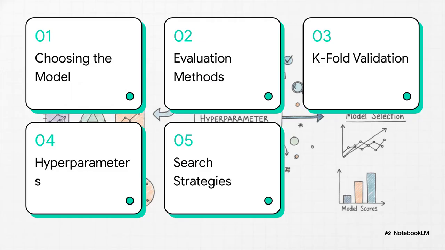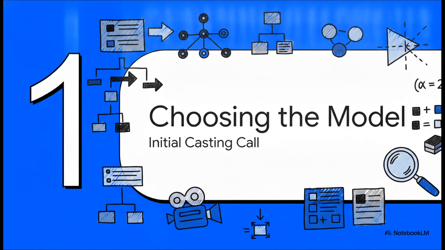To get to that perfect performance, we've got a clear roadmap for today. Choosing the right model, probabilistic versus resampling methods, mastering k-fold cross-validation, what are hyperparameters, and finally, grid and randomized search. All right, let's dive into section 1, choosing the right model.